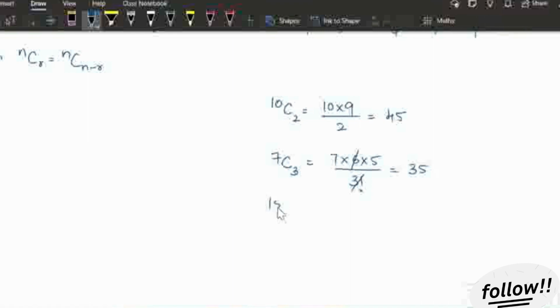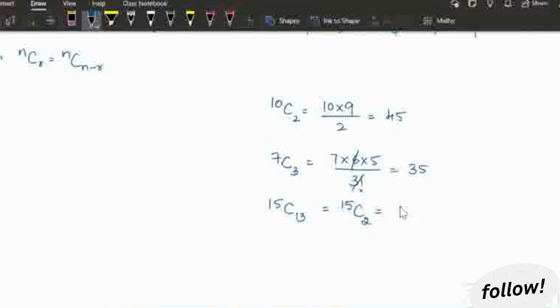Suppose the value is like 15C13. The combination that you are supposed to find is 15C13. Then you cannot write 13 numbers from 15 in the decreasing order, then divide by 13 factorial. It's going to be very lengthy. In such situations, whenever r is a big number and close to n, we take the difference in place of r. So this is same as 15C, take the difference of these two. 15 and 13 difference is 2. 15C13 is same as 15C2.